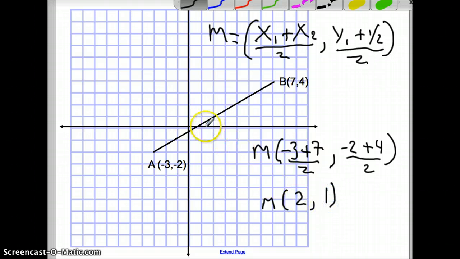And let's check that. So if we go over 2, 1, 2, and up 1, this should be our midpoint. We can see if that's true by going up to the next point. We go over 1, 2, 3, 4, 5, up 3. Okay, or we can go down 1, 2, 3, and over 5. 1, 2, 3, 4, 5. So it works.